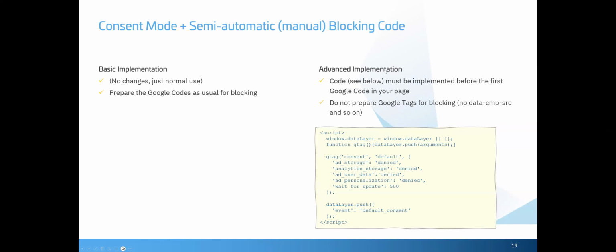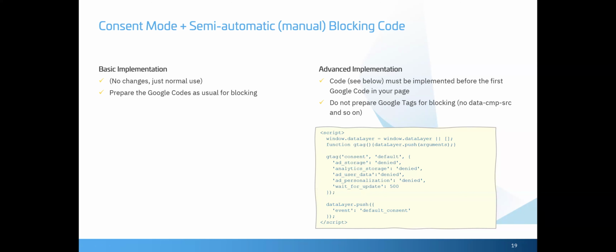If you want to use the advanced implementation, you must use this specific code here. There is the code example. You will also find this code example in the help section so that you can copy and paste it. Take this code and paste it before the first Google code in your page.